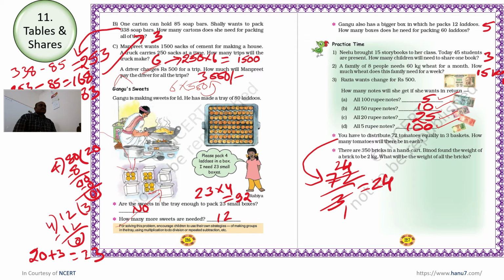Okay, now there are 350 bricks in a hand cart. Binod found the weight of a brick to be 2 kg. What will be the weight of all the bricks? Each brick weighs 2 kg. So 350 into 2 kg will give us the answer. 350 into 2 is 700. So 700 kg is the answer.